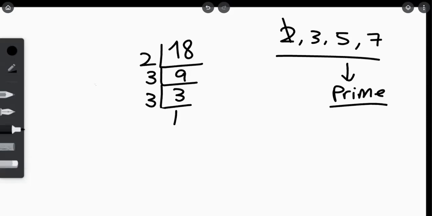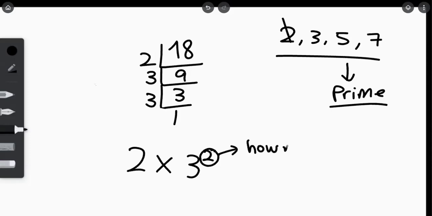So for example, if I have only one 2, I'll write 2 to the power of 1. But 2 to the power of 1 we don't write, right? So just 2 times 3 squared. This 2 over here represents how many 3's.